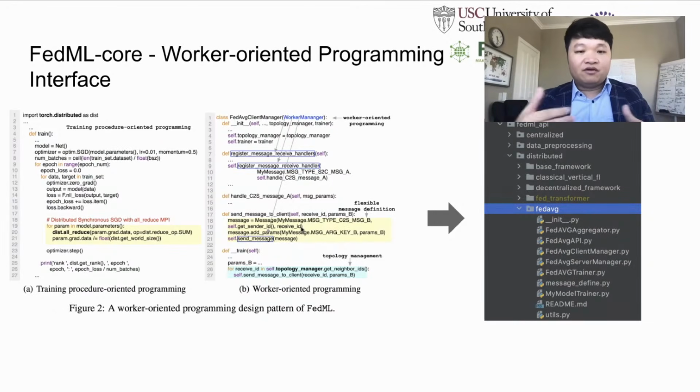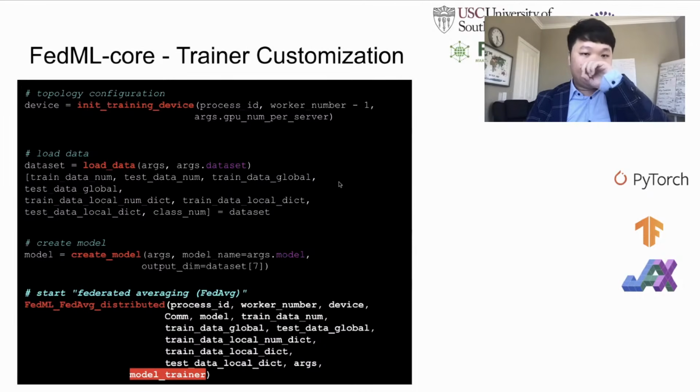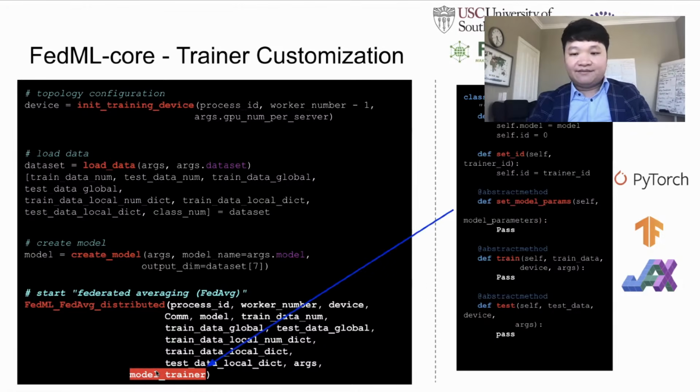Here, worker-oriented programming can support this very flexibly. As you can see, you can add any kind of message payload as you like, and you can also receive messages from other clients. So it's programming from the workers' perspective. That's why we call it the worker-oriented programming interface. We also designed the API with just four lines of code. You can create the device topology, load data, create the model, and then call a one-line API to do distributed training. We also support model trainer customization because, as we know, for different tasks we need to customize the loss function and the optimizers. So we give users the flexibility to do this.